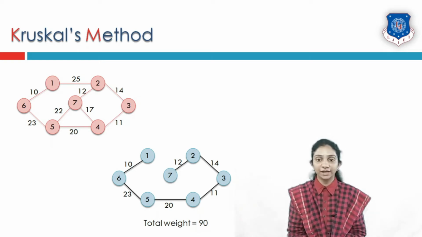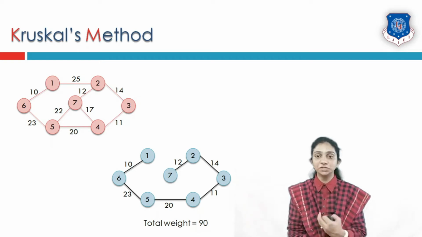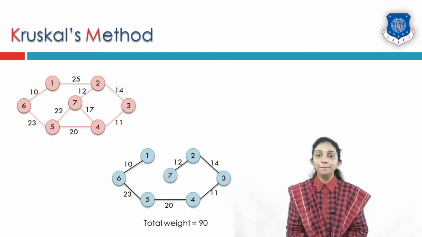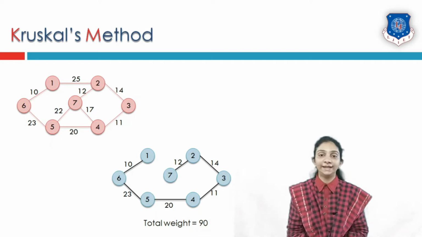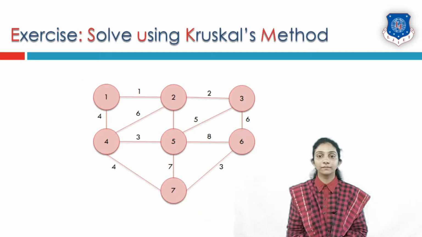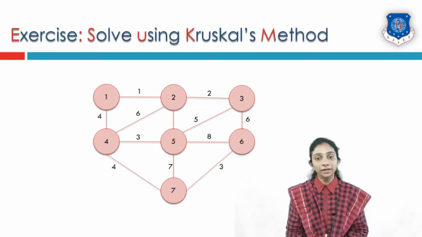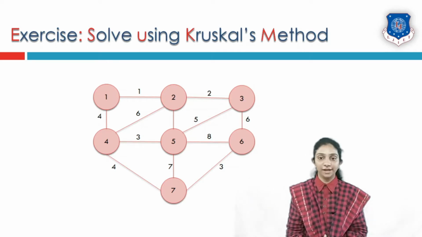Now we have checked every edge of the given graph. So this result is the minimum spanning tree with a total weight of 90 units. For your practice, one example is given. In this example, you have to generate the minimum spanning tree using Kruskal's method and find out the total weight of the resultant tree.